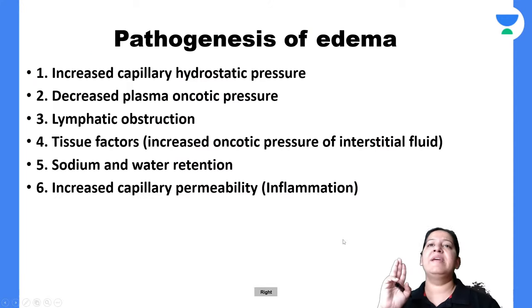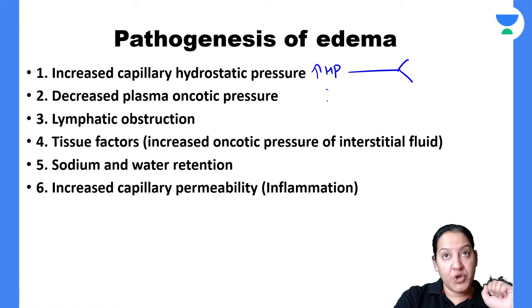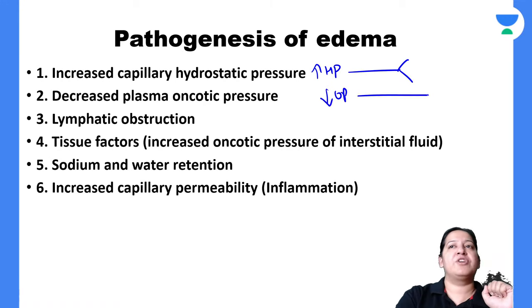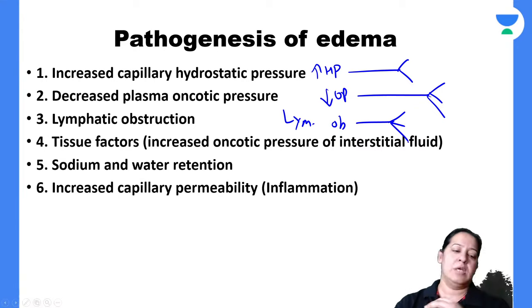So these are the three reasons. Tell me two reasons of increased hydrostatic pressure. Tell me three reasons of decreased oncotic pressure. And tell me three reasons of lymphatic obstruction. Till now, I have taught you this. Can anyone tell me the summary of the reasons I'm asking?